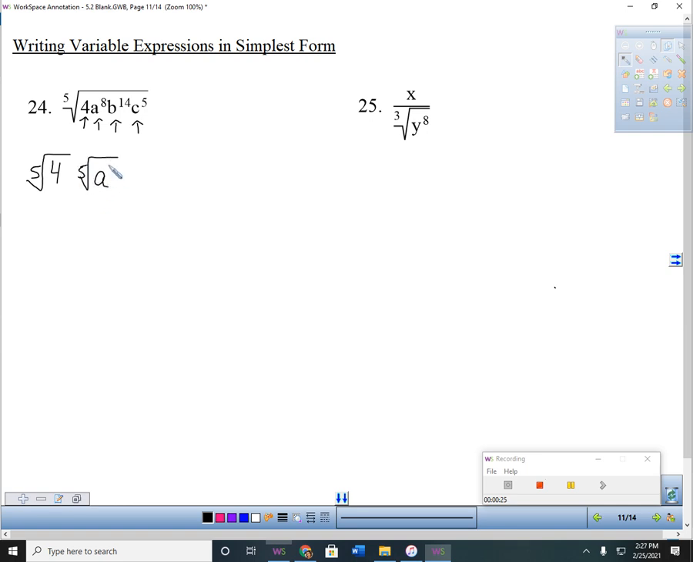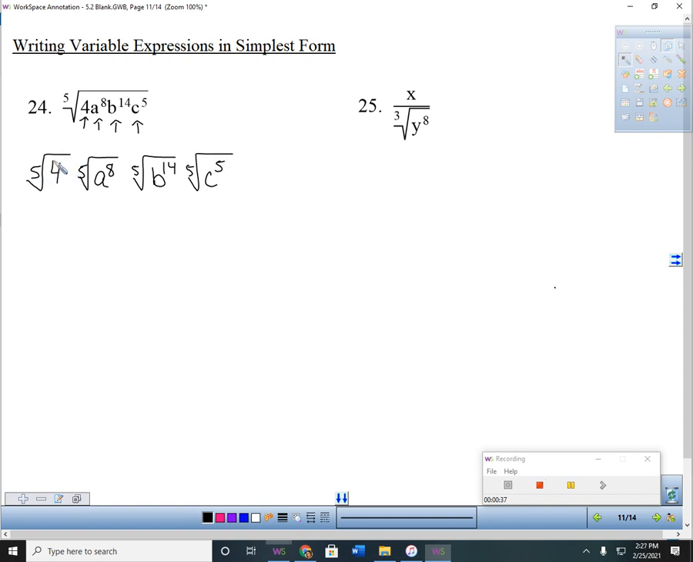So I've got the 5th root of 4, the 5th root of a to the 8th, the 5th root of b to the 14th, and the 5th root of c to the 5th. All right, so then I'm going to do each one of these individually and then take care of them.